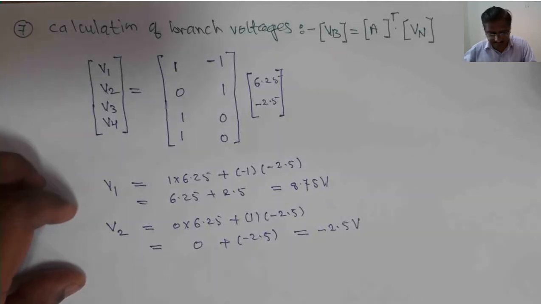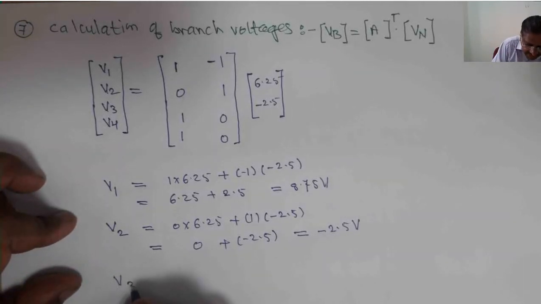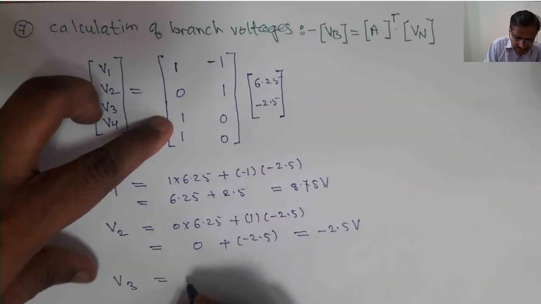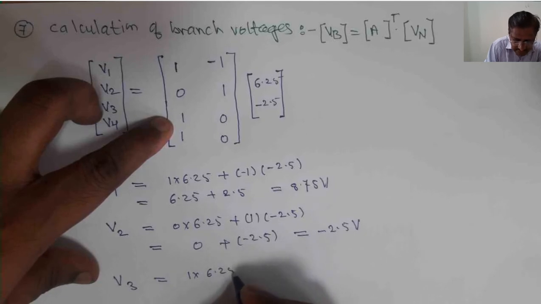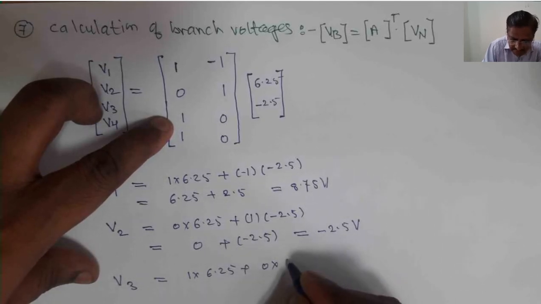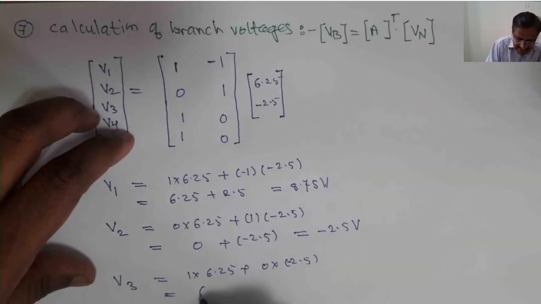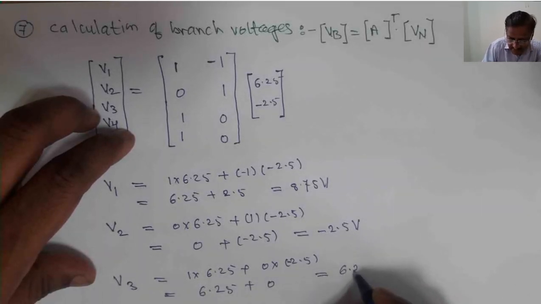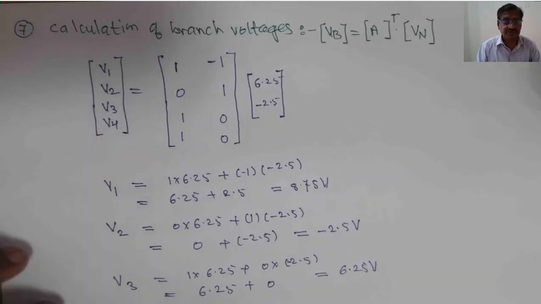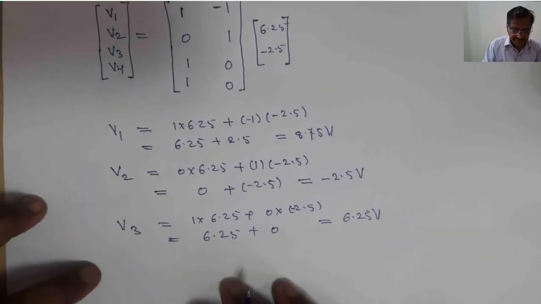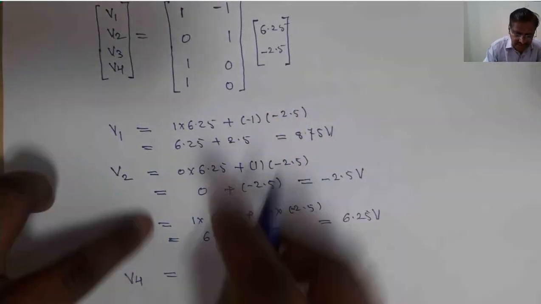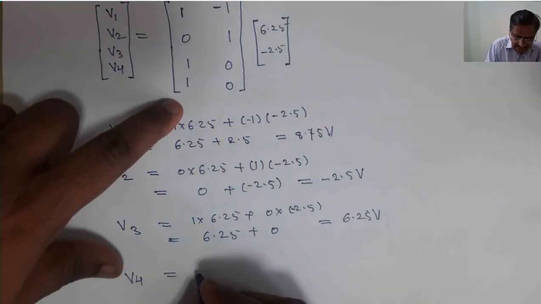If we are finding the voltage V3, it is equal to the third row: 1 into 6.25 plus 0 into minus 2.5. This is 6.25 plus 0, so 6.25 volt is the value of the voltage V3. Finally, if we are calculating the voltage of the fourth branch, V4, this is 0 into 6.25 plus 1 into 6.25.